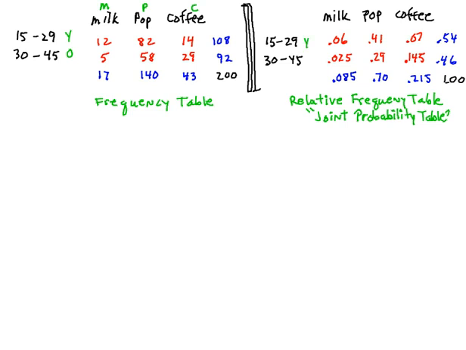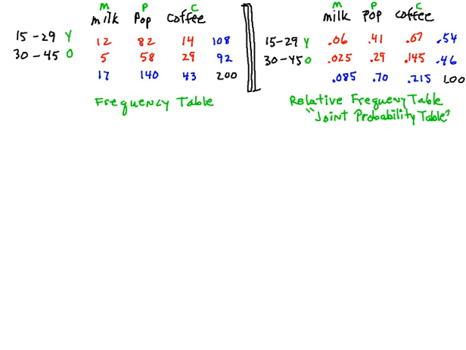So I'm going to go ahead and show the joint probability table over here on the right. Those numbers are just the relative frequencies of the frequency table. In other words, I've divided all the numbers by 200 and turned them into percentages. So if you look back at the frequency table, 12 people were in the younger age group and preferred milk. That's 6%. 12 divided by 200 is 6%. 41% were in the younger age group and preferred pop. 7% preferred coffee, for a total of 54% in the younger age group out of the 200. So we have a frequency table and basically a relative frequency table that the author calls a joint probability table.